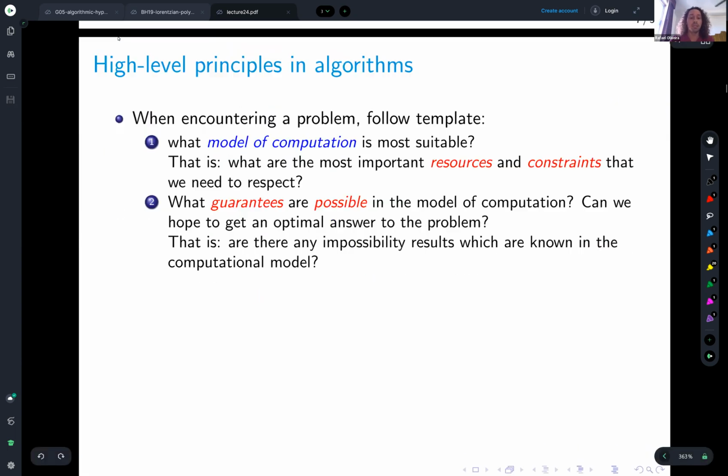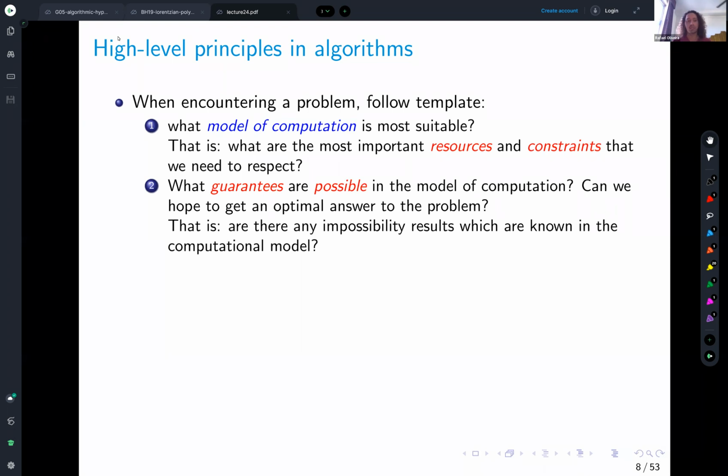And the second one is, once we settle on the model of computation, then you can say, okay, now I know my constraints and the resources I have. And once I know that, what we would like to know is, what guarantees are even possible in this model of computation? What are some things that we can hope to compute, or what are questions that we can hope to answer?